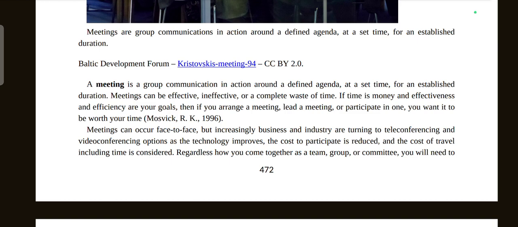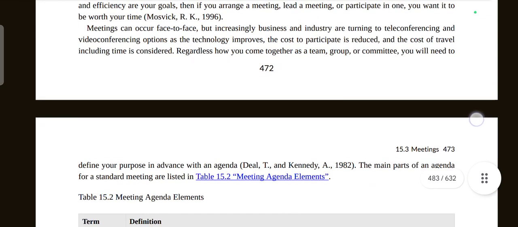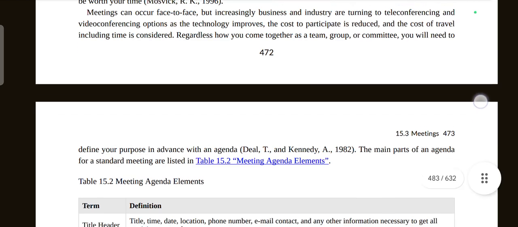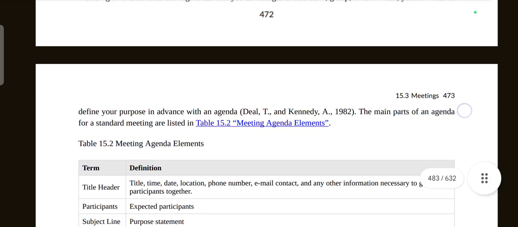The cost to participate is reduced, and the cost of travel, including time, is considered. So regardless of how you came together as a team or group, you will need to define your purpose in advance with an agenda. So the main parts of an agenda for a standard meeting are listed in table 15.2, which is the meeting agenda elements.